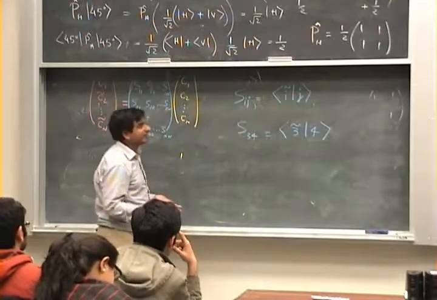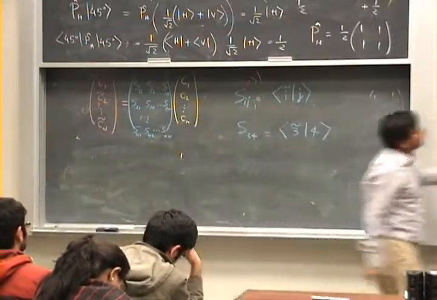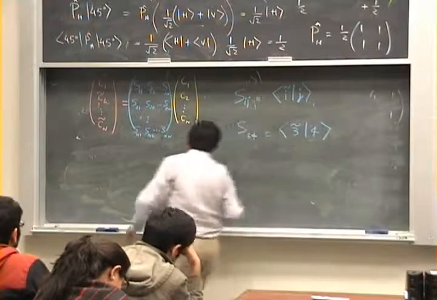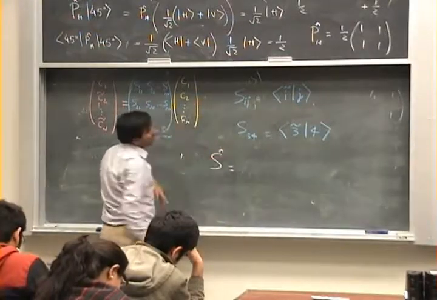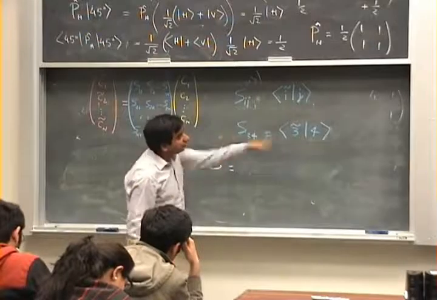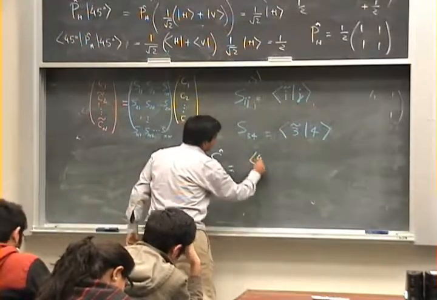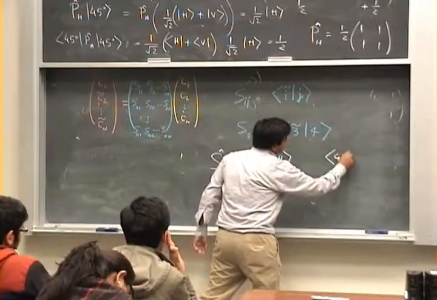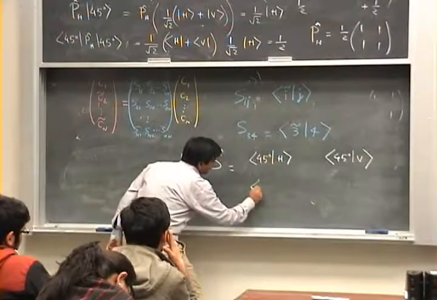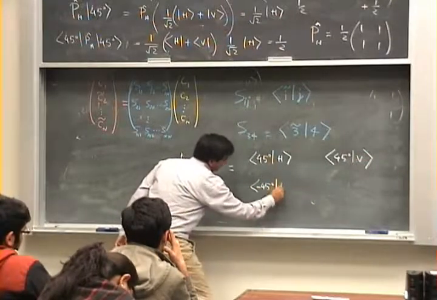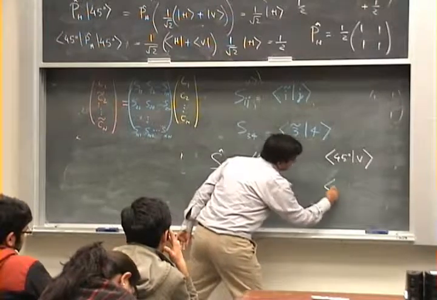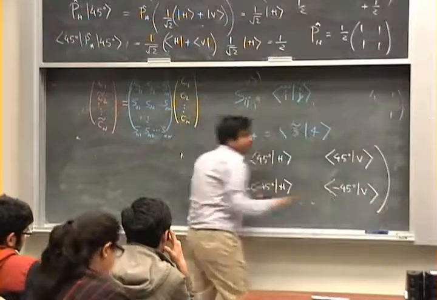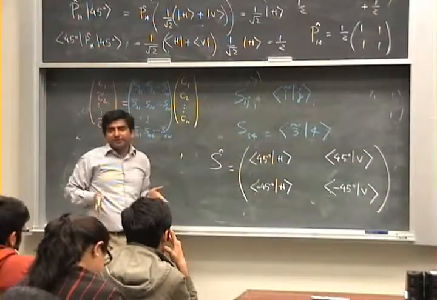If I am talking about a two-dimensional Hilbert space in which these are my choices, then my S matrix, my similarity matrix, will simply be given by my new, 45 degrees H, 45 degrees V, minus 45 degrees H, minus 45 degrees V. So this will be the matrix that will take a vector from the old basis to the new basis.